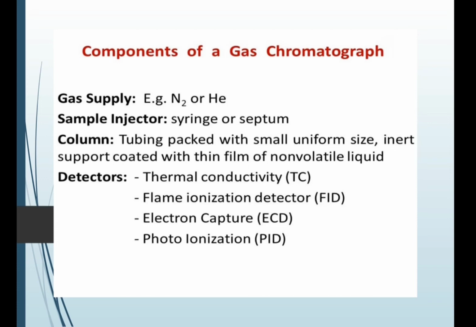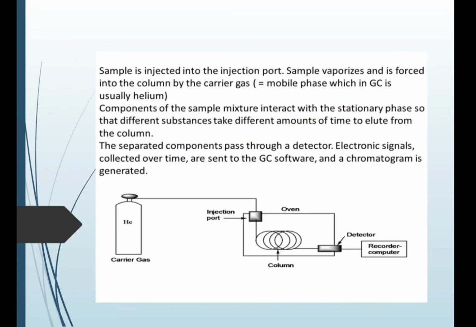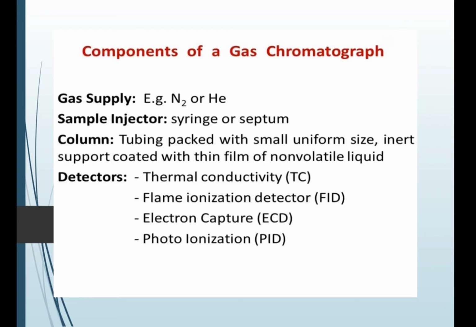Then the sample injector. Here the sample injectors are the micro syringe or the rubber septum. And then the column: in gas chromatography, capillary columns and packed columns are used. The packed columns are tubing packed with small uniform size inert support coated with a thin film of the non-volatile liquid. So inside the column there is a non-volatile liquid that will be inert. It will not get easily vaporized at the temperature of the oven.